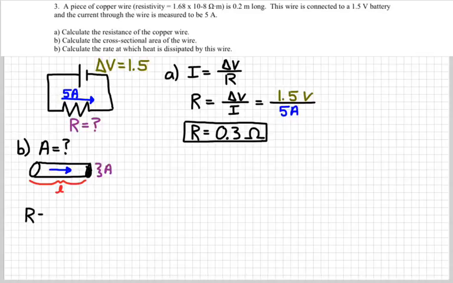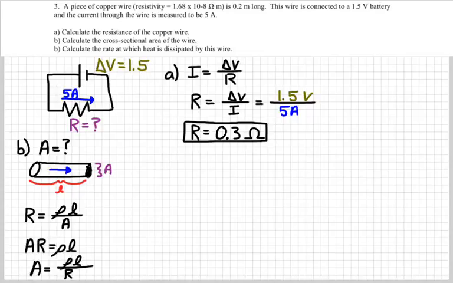So remember the thing that relates all these things. The resistance of any object can be found by multiplying its resistivity, rho, times the length over the area. Since I know what R is, and I know what rho is, and I know what L is, I can solve this for A. Getting A by itself, I would multiply both sides by A to get rid of my fraction, and then divide both sides by R. So it'd be rho L over R would give me A.